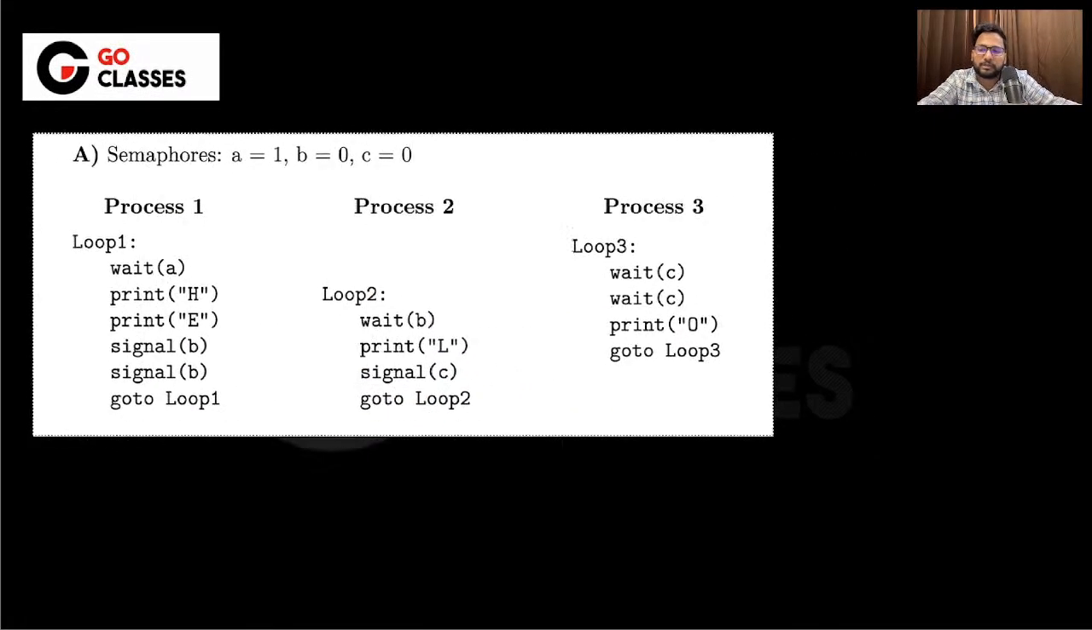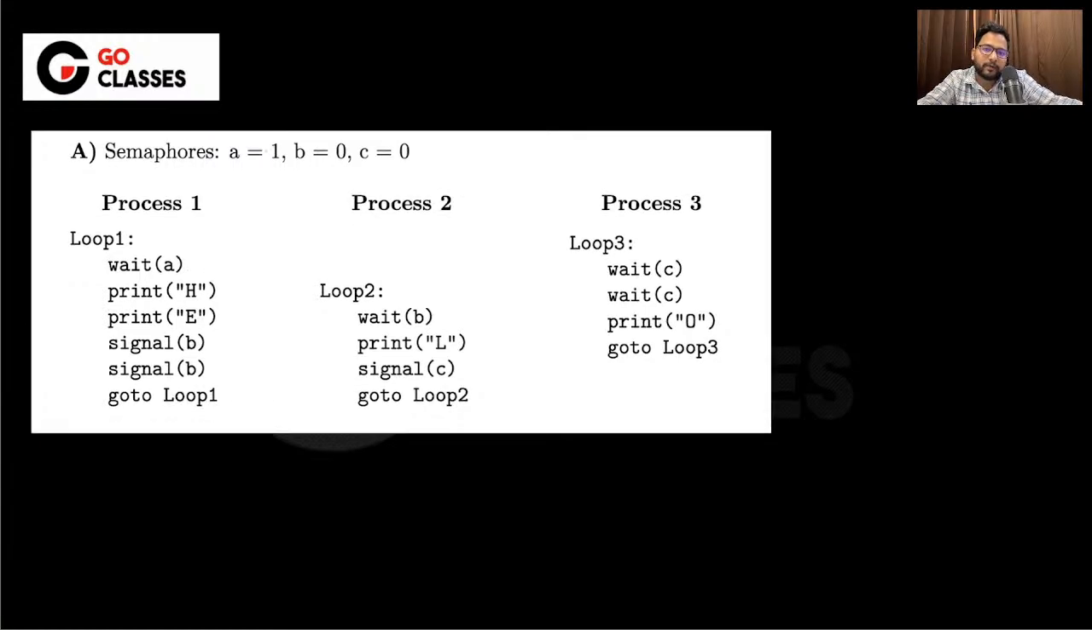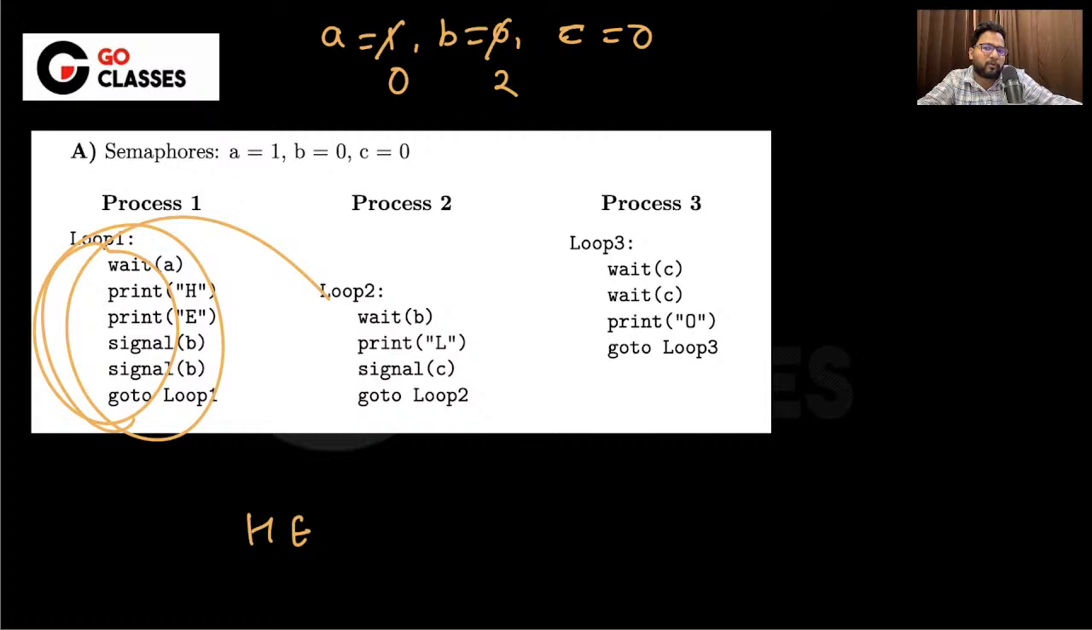But what if, let me just take a screenshot again, because that has got overwritten. So see here, what if you are doing this. Suppose you are here, let me write A, B, C here. A is 1, b is 0, and c is 0. Now wait a means that you will make it 0, and then HE will get printed. Now signal b, and let's suppose signal b happens two times, it doesn't matter. First it will be 1 and then it will be 2. And then you go to loop 1, actually it won't do anything because it will be waiting. So it is finished now. You can finish process 1.